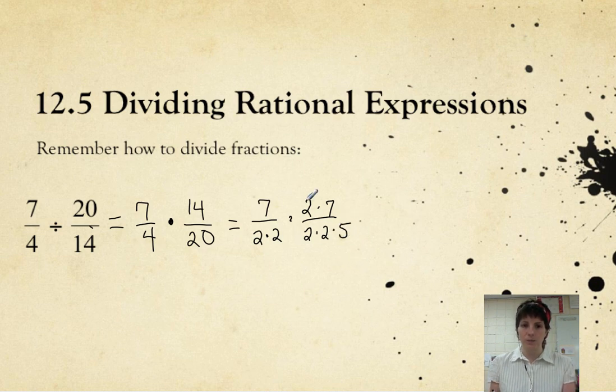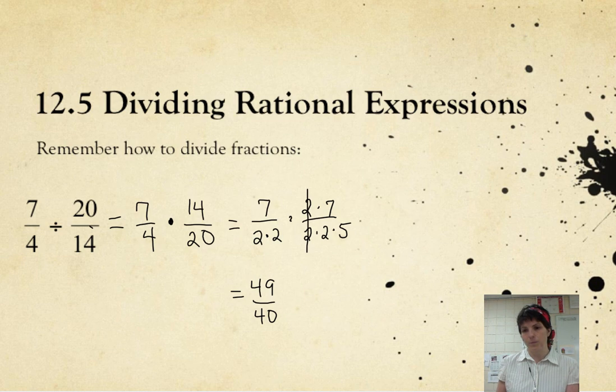And then we can start simplifying, so that 2 over 2 becomes a 1. And that's all that we can simplify in this problem. So the answer is 49 over 40 as a final answer.